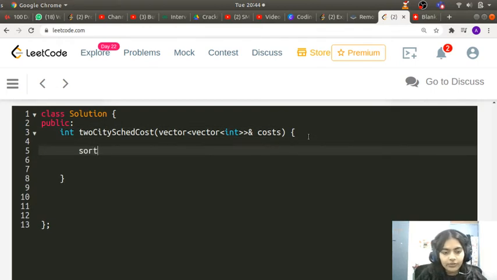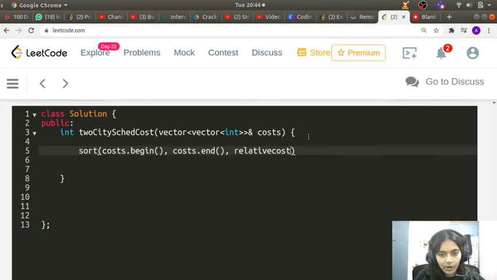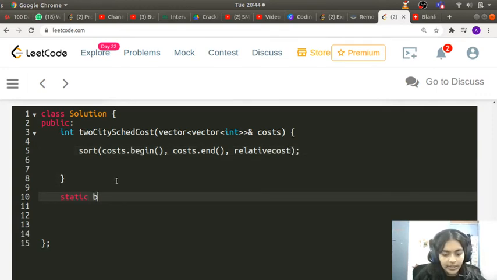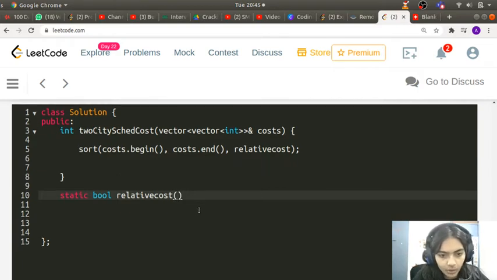So we have to first initially sort them, and we have to sort them by relative cost. So I'm going to sort this cost array from beginning to end, and I will have to use another function. So I will have to declare this relative cost. So I am going to declare a static bool relative cost function that is going to tell me how I am going to sort them.